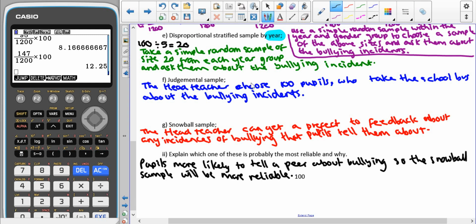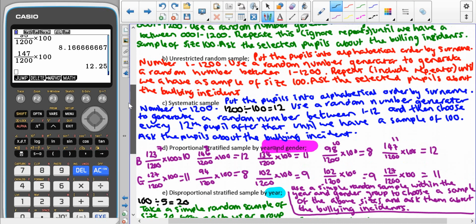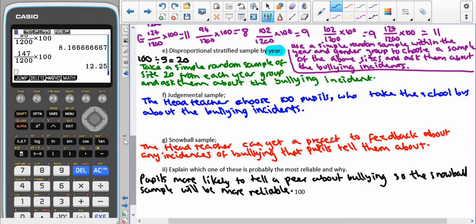In the same way, though, you could say that the judgmental sample is going to give you a better sample because you definitely know that those pupils take the bus. I mean, with a sample of size 100, you could end up using the other sampling methods and ending up with nobody who actually takes the bus. So either one of those would be fine to say it's the better choice. I'm now going to pause the video and give you a chance to do the Now You Try.